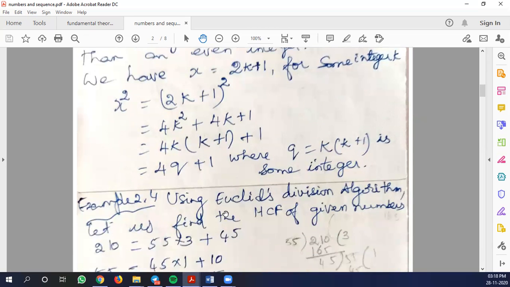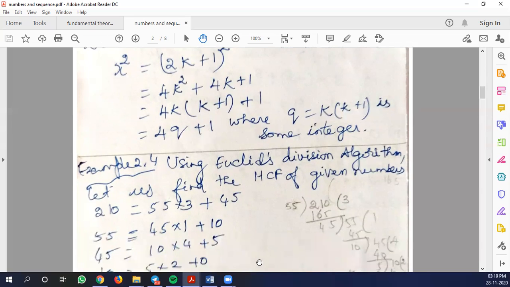So again, what are we going to prove? One more thing: the square of an odd integer is of the form 4q plus 1. Now we got that the square of the odd integer is of the form 4q plus 1, where q is equal to k into k plus 1.